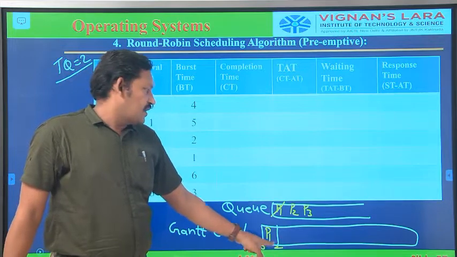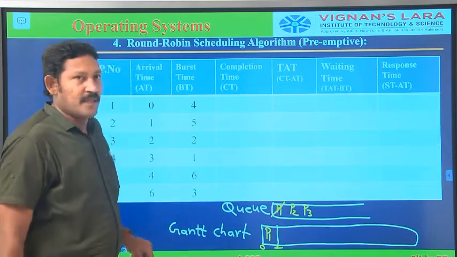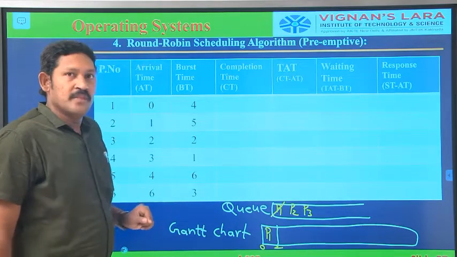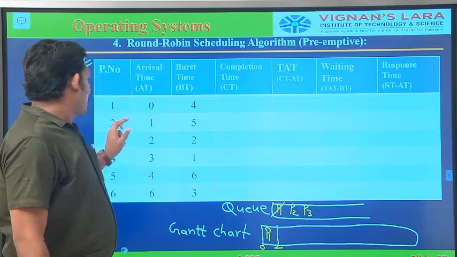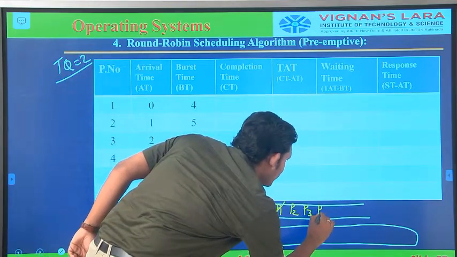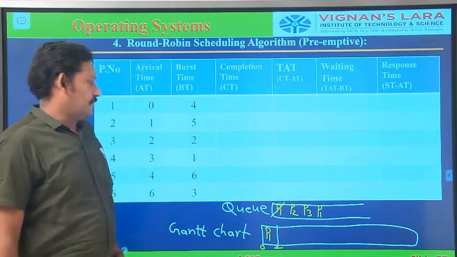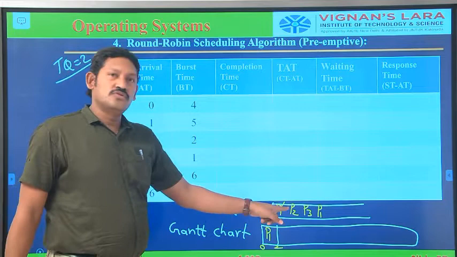So what are the processes available here? P2, P3 are available. That's why we have written P2, P3. After P2, P3, again we will have P1. You should not get confused here.